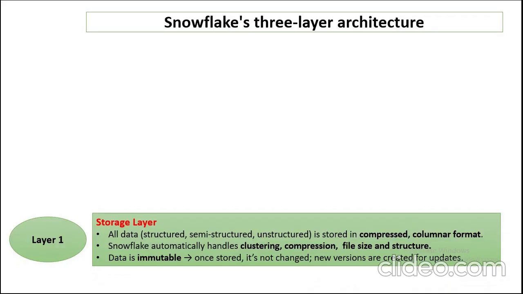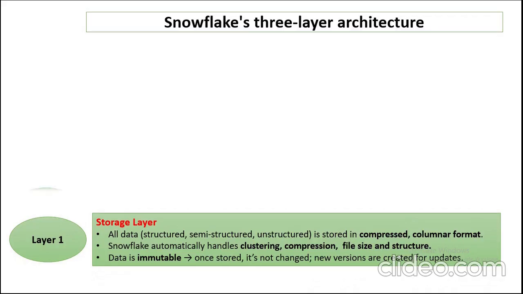Whether it is structured, semi-structured or unstructured, it stores the data in a compressed and columnar format. Snowflake automatically handles clustering, compression, file size, and structure of the data. Here the data is immutable. It means once the data is stored in Snowflake, it will not change. New versions are created and updated.